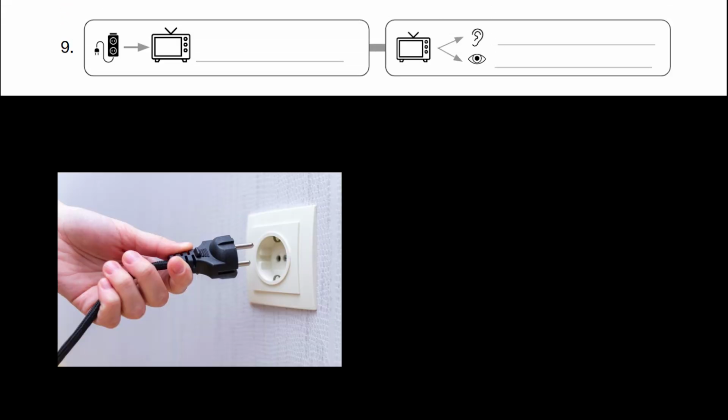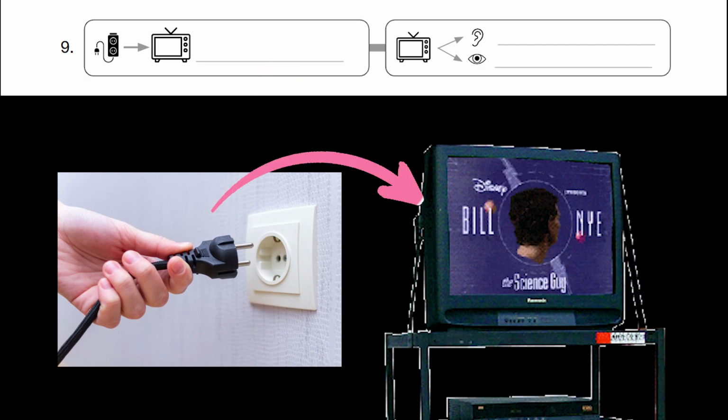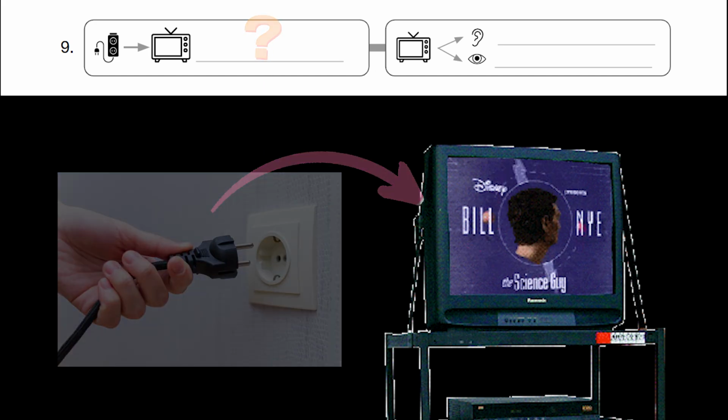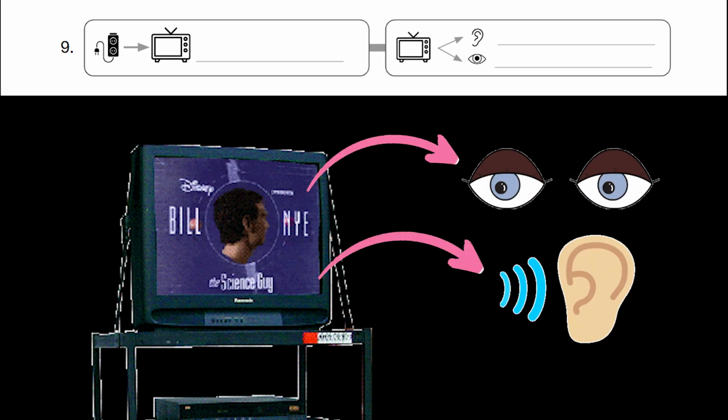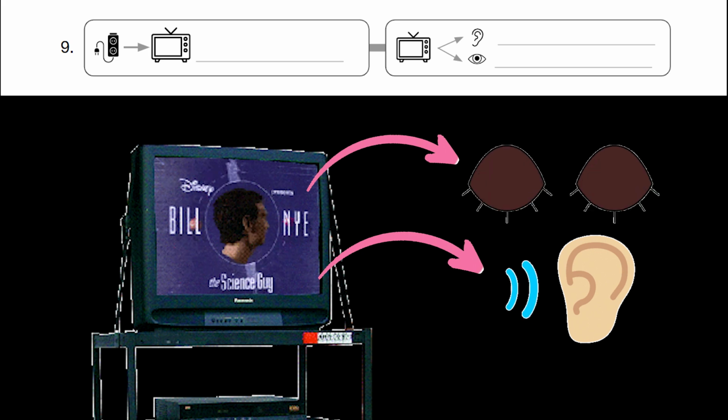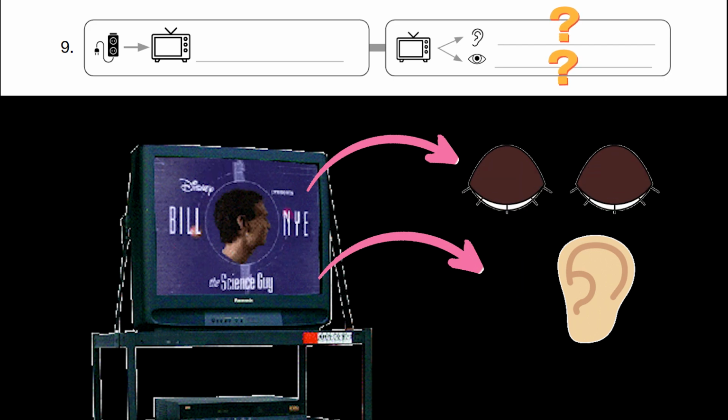Now, let's take a look at section 9. First, energy is transferred from an outlet into a TV. What form of energy is being transferred here? Then, when the TV is turned on, it transfers energy to the viewer in two different ways. It sends energy to our eyes, and it sends energy to our ears. What two forms of energy are being transferred here?